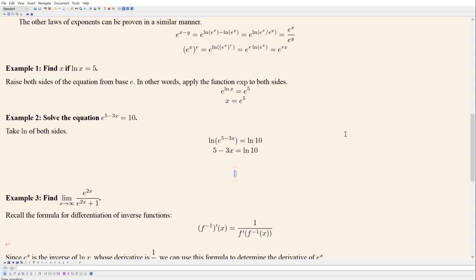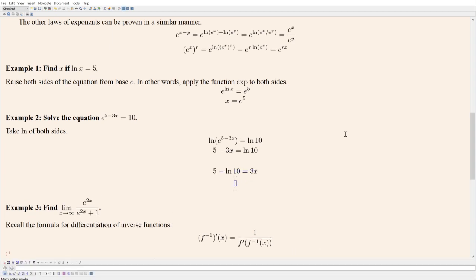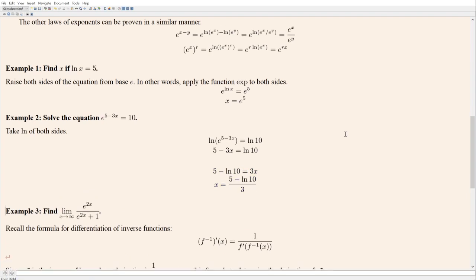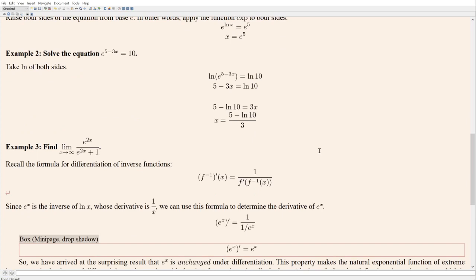Anyway, we have to solve for x. So 5 minus log 10 is equal to 3x. So divide both sides by 3. So x is equal to (5 minus log 10) over 3. And there it is. So now throw that into the calculator if you want.